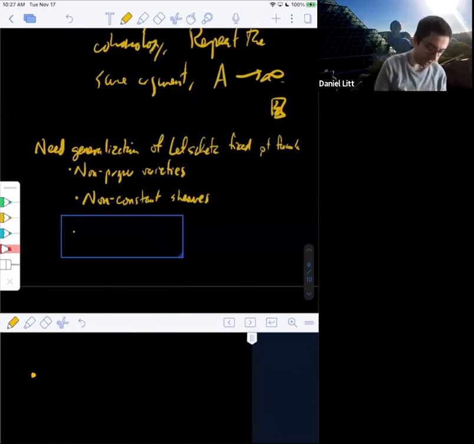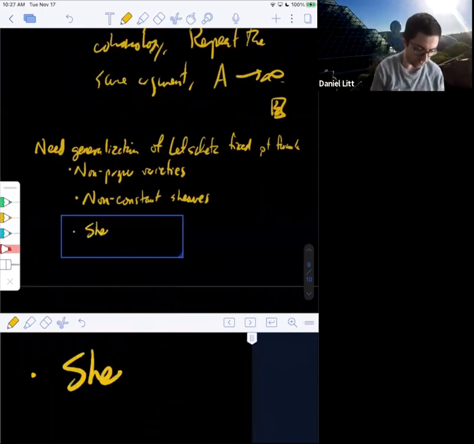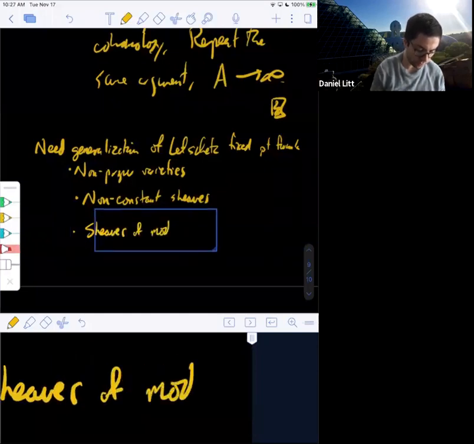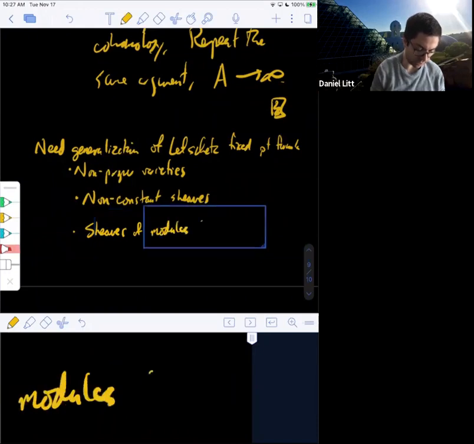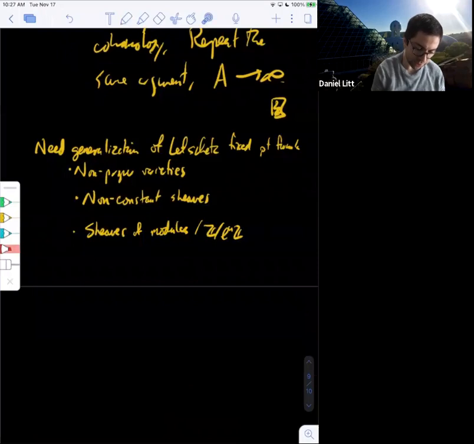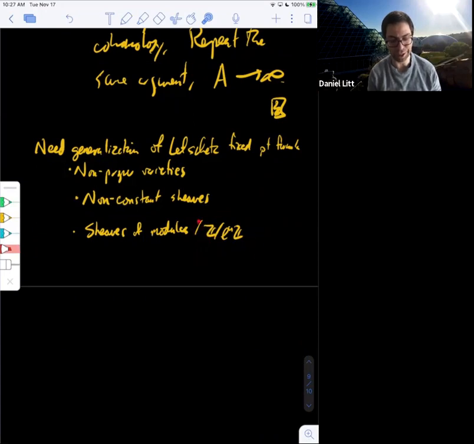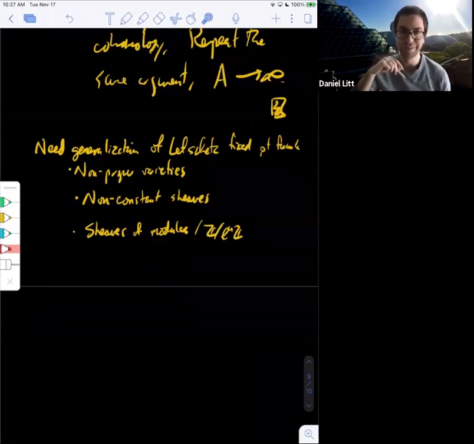And then we're also going to need to understand sheaves of modules over rings like Z mod l^n Z. Can anyone tell me what the problem is with formulating a Lefschetz trace formula for sheaves over a ring like this?